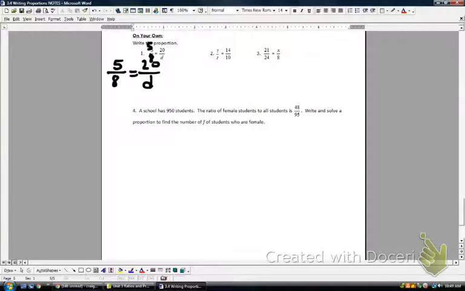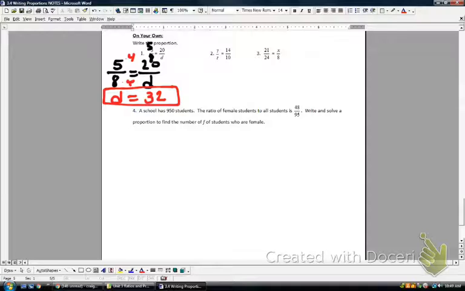So my next example is 5 to 8 equals 20 to d. This is one where I'm going to use the... I know that 5 times 4 is 20, so 8 times 4 is 32. So d is 32. That's one where I don't need to use the cross product property. If multiplication is hard for you, then you may just want to stick with the cross product property.